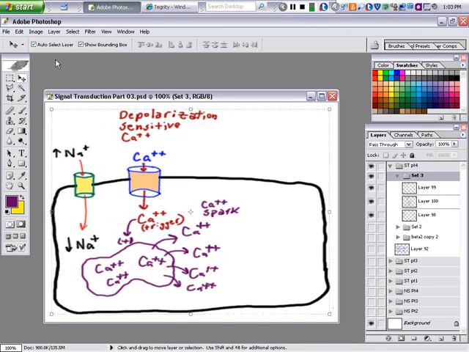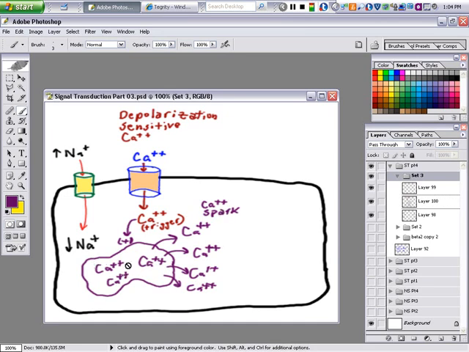Little review. The AV node tells the cell to depolarize. When it depolarizes, the sodium rushes in. Now the cell is depolarized. This depolarization-sensitive calcium channel then opens up, lets the trigger calcium in. The trigger calcium goes and activates these calcium traps, or these calcium reservoirs, to release the calcium spark.